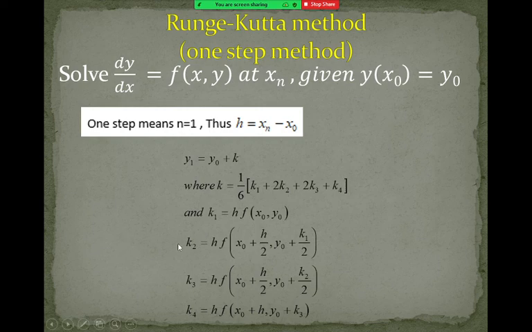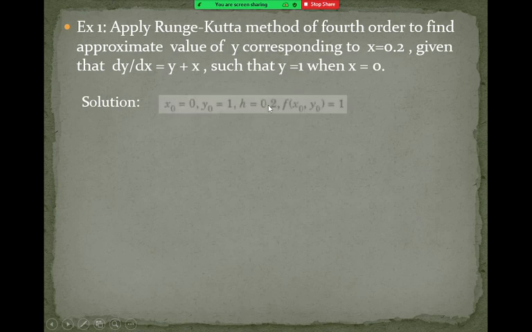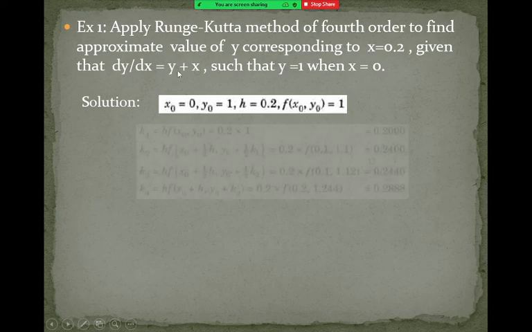So let me show you. Same question again: RK method to solve at point 0.2, where y' = y + x, and these are the initial conditions. So this is known as RK method of fourth order, that is in our syllabus. See the solution. First x0 is 0, y0 is 1, h is 0.2, and f of x0, y0 is 1 there. Okay. I hope you can see all those things from the question.